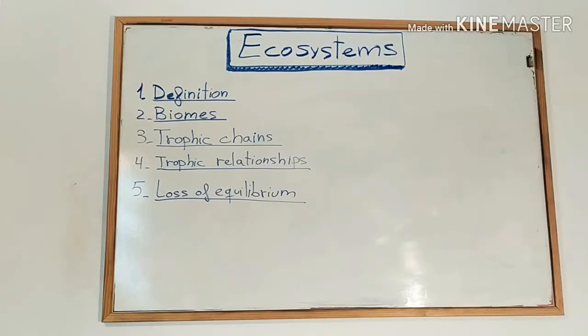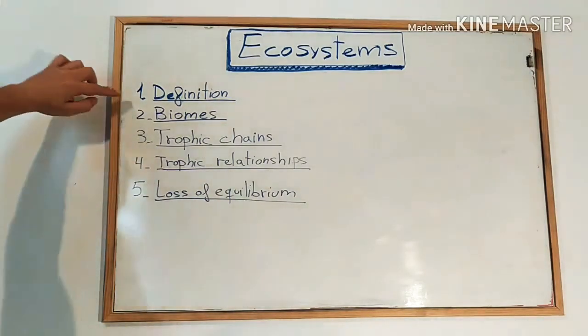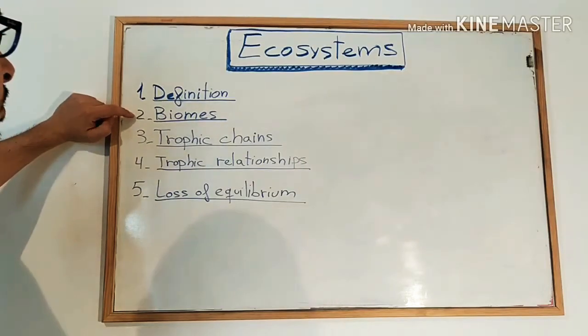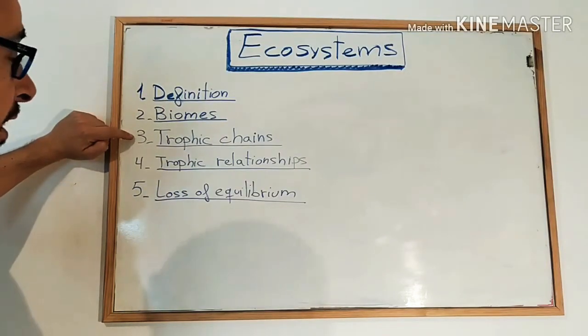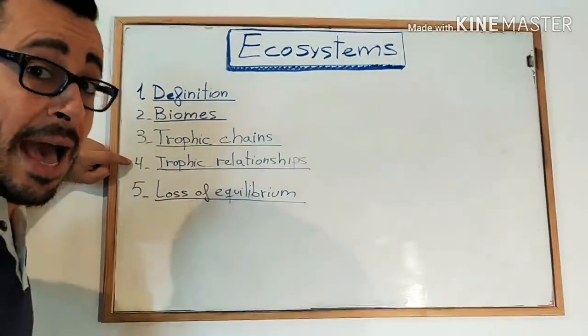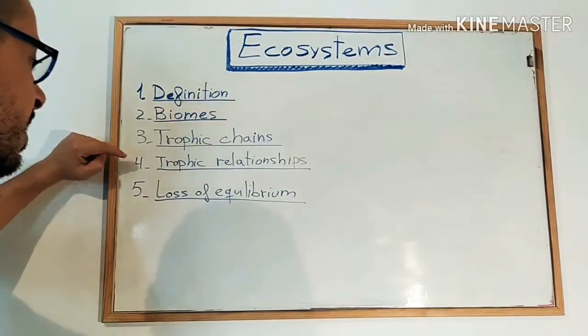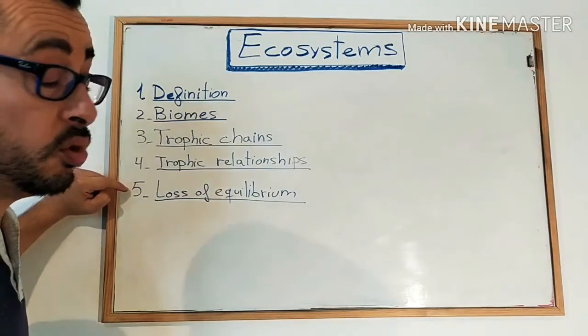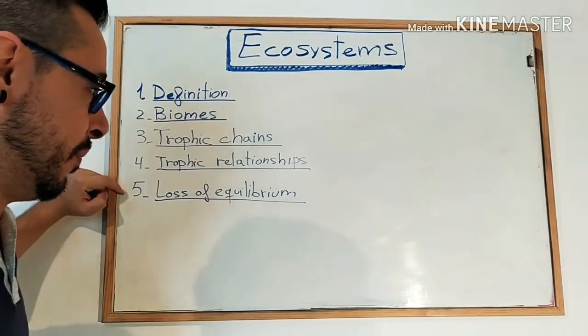So in this lesson we are going to see the definition of an ecosystem, what biomes are, the trophic chains in ecosystems, the trophic relationships among living things, and the loss of equilibrium due to human intervention.